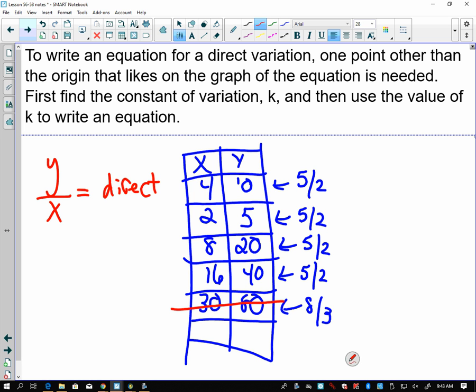So to write an equation for a direct variation, one point other than the origin that lies on the graph of the equation is needed. So we can't use 0, 0 because we'd have a divide by 0 problem there. We first find the constant of variation, k, and then we use the value of k to write the equation. So we're going to solve for k first.